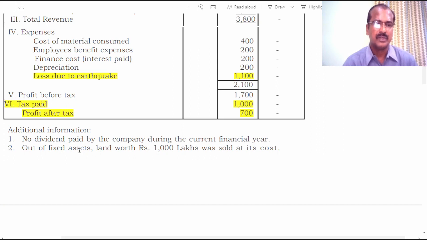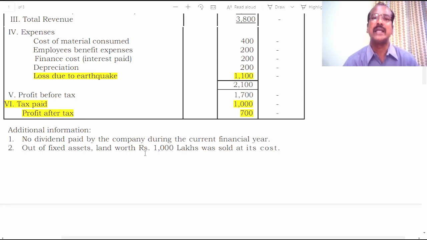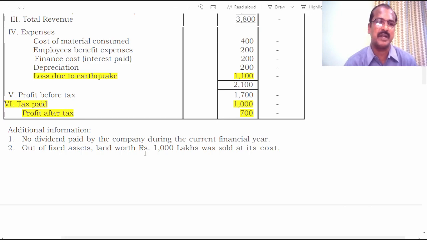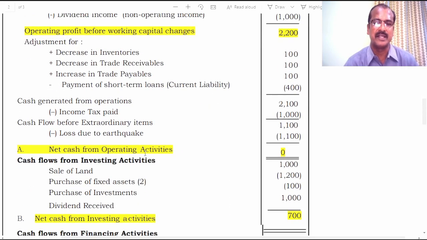Number 2, out of fixed assets, land worth 1000 lakhs was sold at its cost. So fixed assets has got two different elements of assets. In that, one element is named land. So land costing 1000 lakhs has been sold without profit and loss. This is an item of cash inflow through investing activity that would be taken over to cash flow statement. Now let's have a look at the workings first.